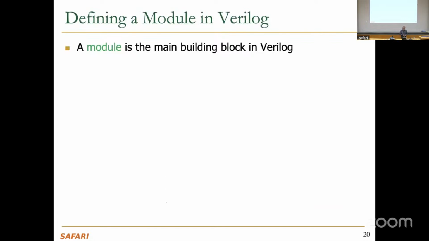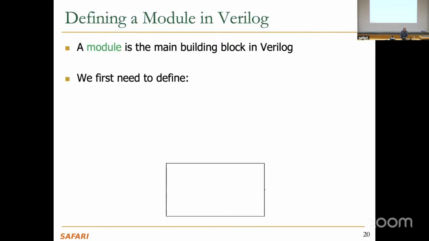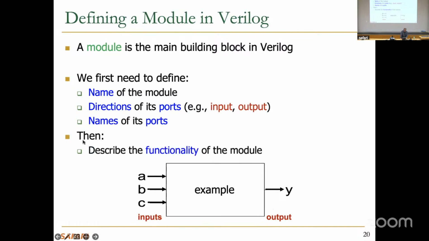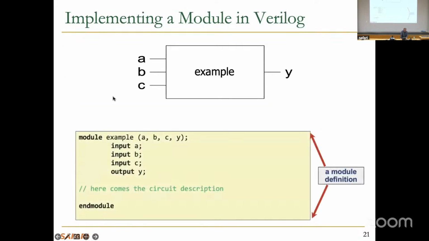So in order to define a module in Verilog, the module is the main building block in Verilog. That's the notation. We first need to define the name of that module and the directions of its ports, like input and output. This is an example module that has 3 inputs, A, B, C, and output Y. And then we want to describe the functionality of this module, essentially. So this is the example Verilog code for that.